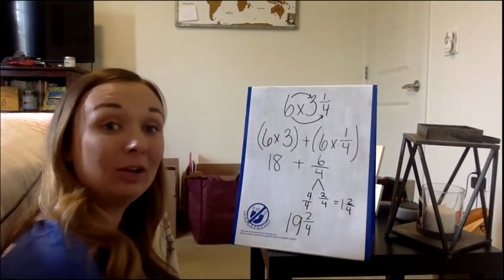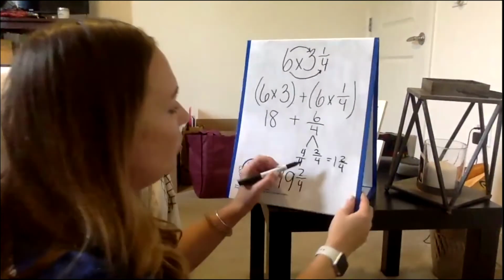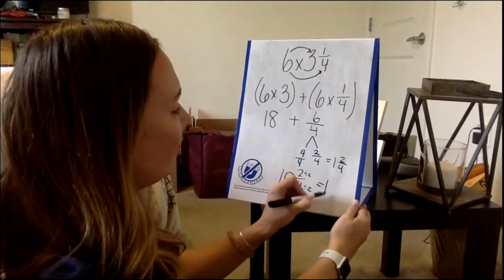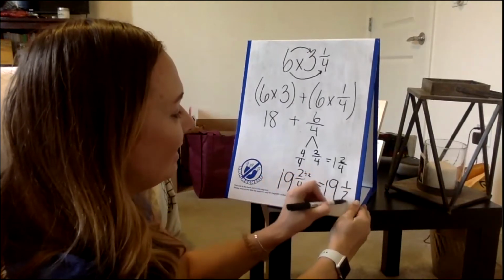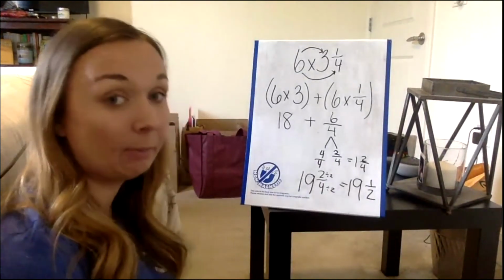If you're in group 1 and group 2 and you were practicing simplifying before we left, you would know that I could divide this by 2/2 and that 19 and 2/4 is the same as 19 1/2. Both of these are perfectly acceptable 4th grade answers.